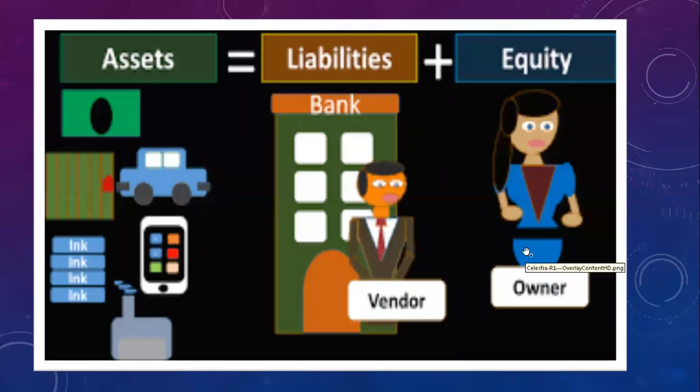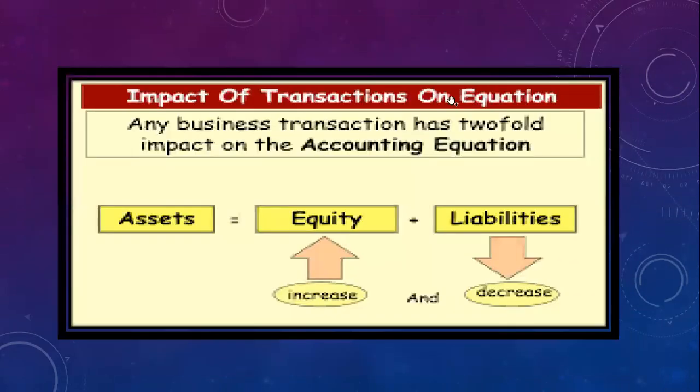Equity section is the owner. See, the owner can be the girls also. Here we have assets equals liability plus equity, or you can say assets equals liability plus capital. Impact of transaction on equation. This is a picture I have chosen to show you that the accounting equation has an impact on, you can say, the rule of debit and credit.